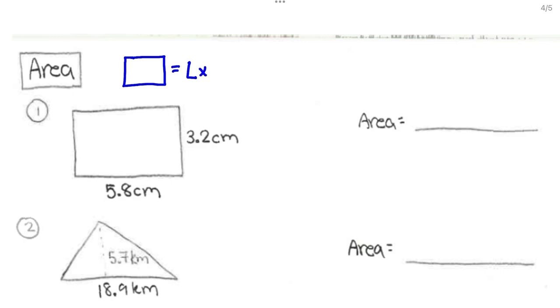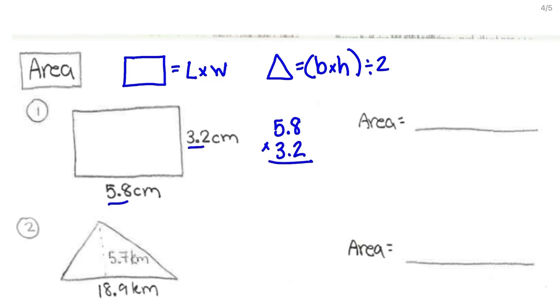Remember, area of a square, you multiply the length and the width. If it's a triangle, you multiply the base times the height and divide that by 2. So we're going to start with number 1, where we multiply the length and the width, 5.8 centimeters times 3.2. Now, if I was to round it, it would be 6 times 3, which is 18.